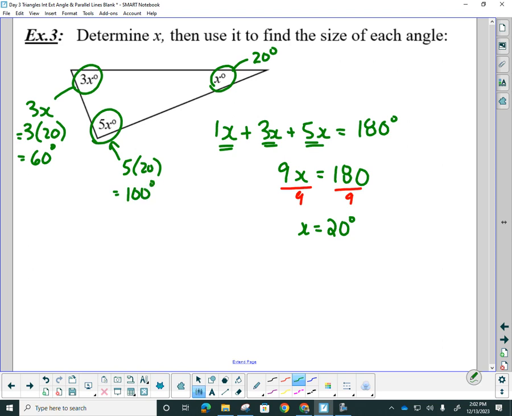And again, I feel pretty good about that because if I just added these up, 100 plus 60 is 160, plus 20 more gets me 180. And so we have our correct answer. So this is a great one to practice our algebra and our triangle properties at the same time.